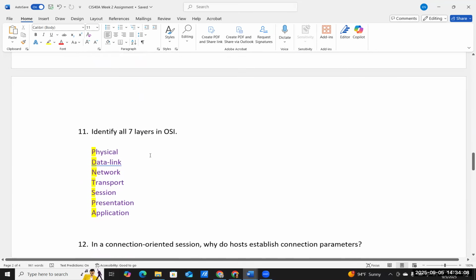I will move to the next one, right? So all the 7 of the OSI layers: physical, data link, network, transport, session, presentation, and application. So know the purpose of each layer in the OSI model, right?